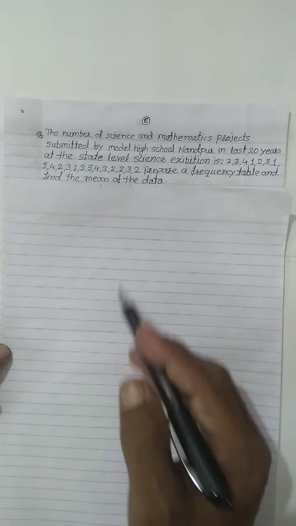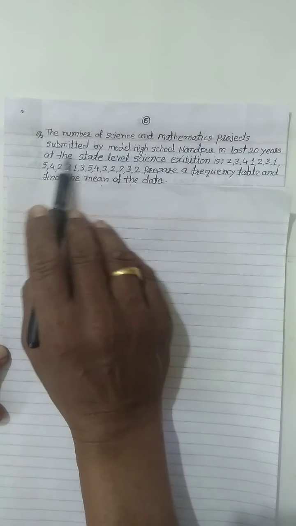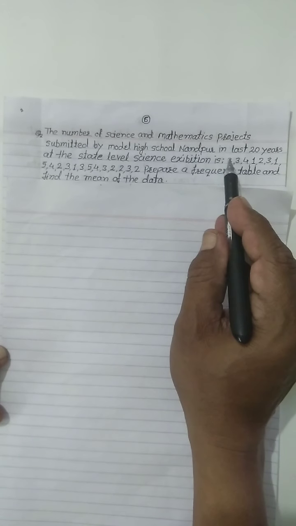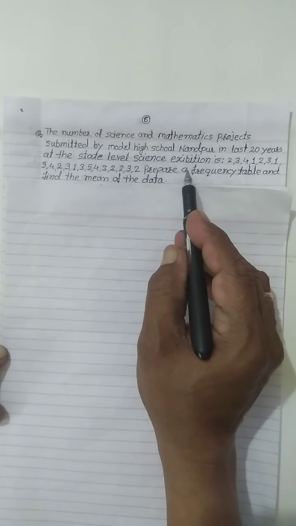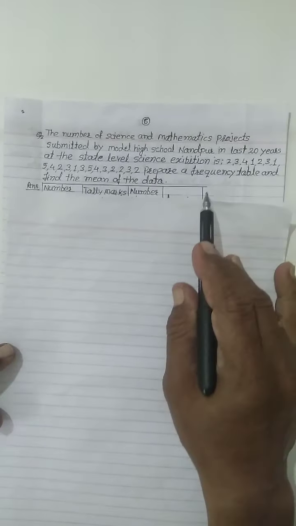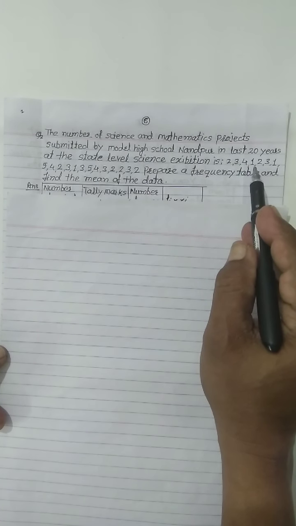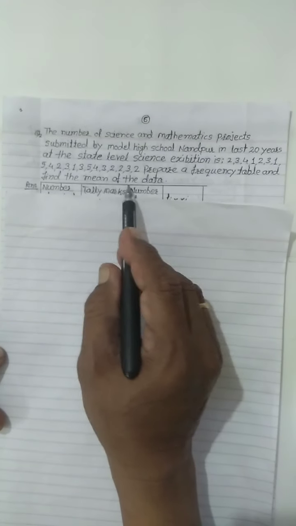See the example. The number of science and mathematics projects submitted by a model high school, Nandapur, in the last 20 years at the state level science exhibition is given. The numbers are 2 3 4 1 2 3 1 5 4 2 3 1 3 5 4 3 2 2 3 2. Prepare a frequency table and find the mean of the data.